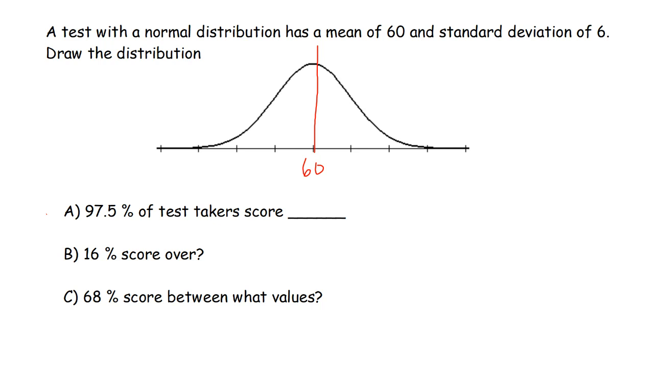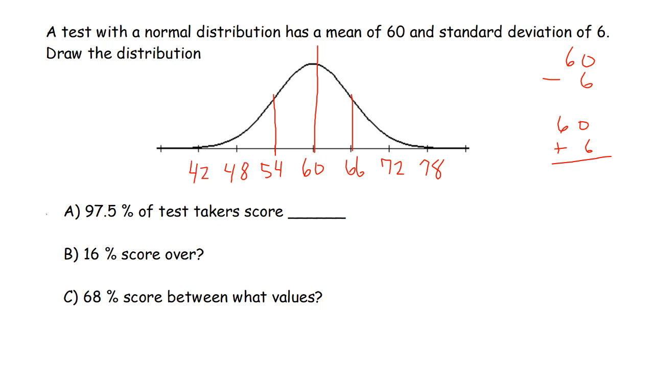So draw the distribution. We're going to have to add all the proper numbers, one standard deviation above and one standard deviation below. We're going to take 60 and subtract 6, and take 60 and add 6. So 60 minus 6 gives us 54. That's our lower number right here. 60 plus 6 is 66, and we'll just keep doing that until we fill in our blanks. Plus 6 is 72, plus 6 is 78. Go to the other side: 54 minus 6 is 48, and then 48 minus 6 is 42. And that's really all we need for this.